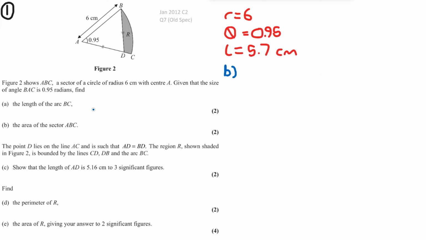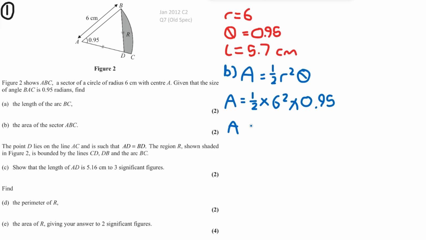So for part B, we need to find the area of this entire sector again. So again, this is quite easy. We just need to sub the values into the formula. The area is equal to half r squared theta, like this, where r is equal to 6 and theta is equal to 0.95. So the area is equal to half times r squared, which is 6 squared, times 0.95. And if you put this into a calculator, the area is equal to 17.1 centimeters squared.